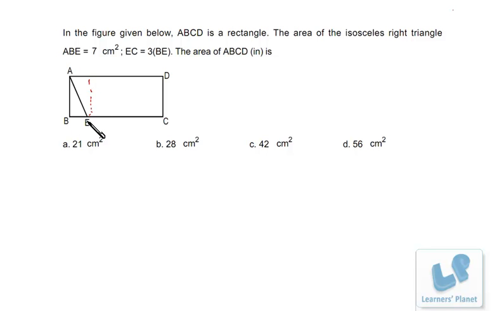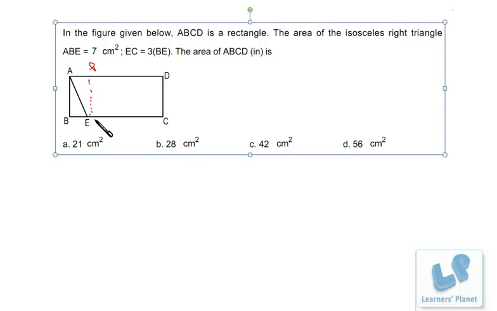Now this base BE is actually 1/4 of BC, right? Because EC is equal to 3BE, that means BE is 1/4 of BC. That means the base is going to be 4 times, so the area will also be 4 times because the height is same, right? So suppose this is P, the area of ABEP is double of 7, that is 14, and the length of BC is 4 times BE, that means the area of ABCD will be 4 times 14, that is 56. So no paperwork is required at all. Okay.